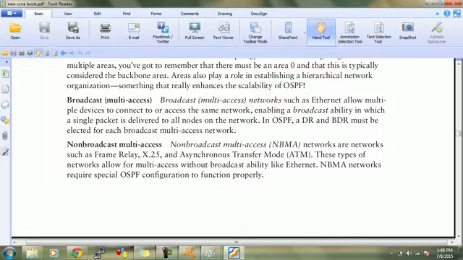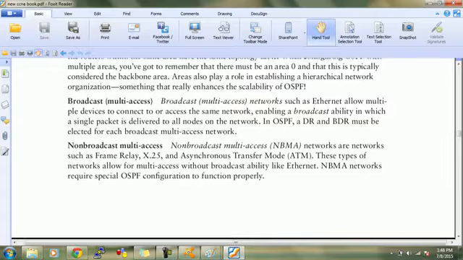Non-broadcast multi-access networks are networks such as frame relay, X.25. These types of networks allow for multi-access without broadcast ability like Ethernet. It means on these particular networks we don't have broadcast ability or we don't have multicast ability. It means I cannot directly send a hello. Here he has given the example of frame relay.